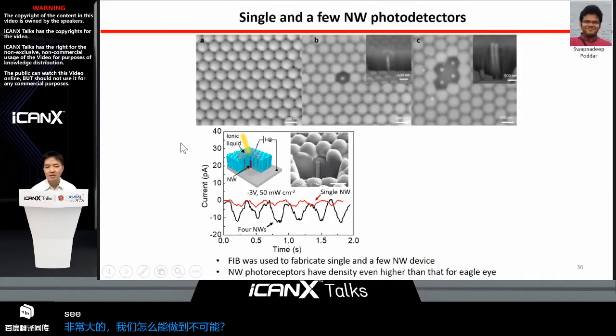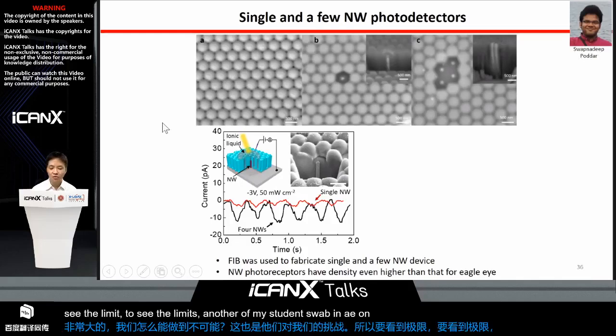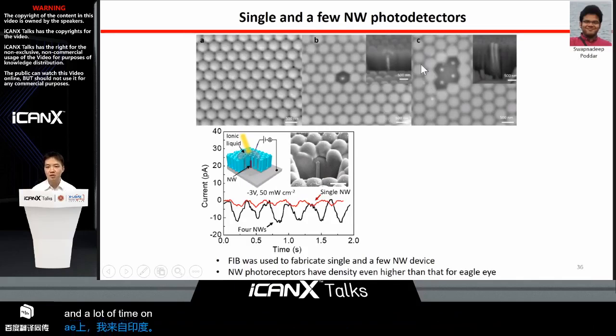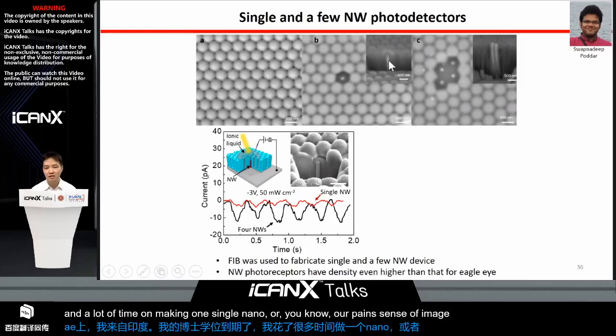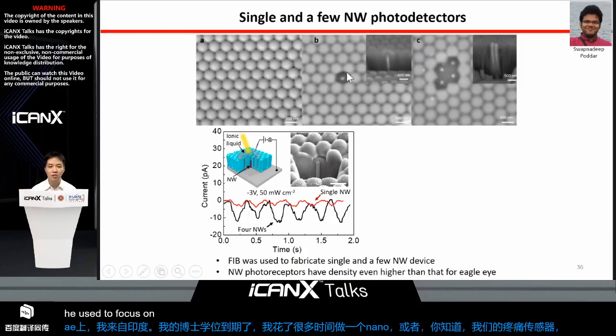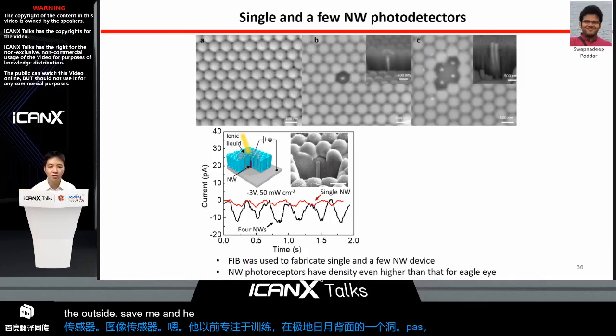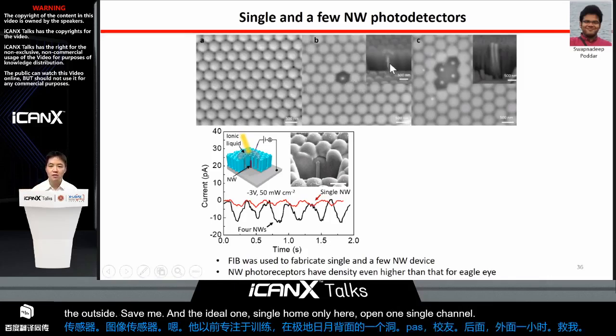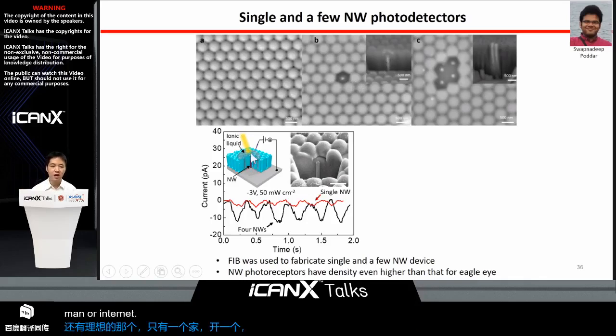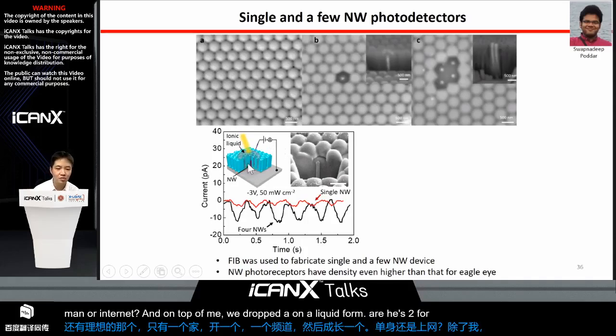So to see the limit, another of my students, Swarnamoy Dey Ponda, who came from India, my PhD student, spent a lot of time making a single nanowire or a few nanowire based image sensor, or photodetector. He used a focused ion beam to drill a hole on the backside of the porous alumina, which is covered by the aluminum oxide barrier layer. He drilled one single hole, opening one single channel, then grew one single nanowire into it. On the top, we dropped on the liquid to form a circuit and perform the measurements.